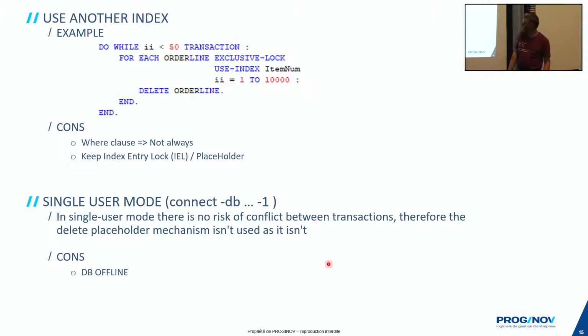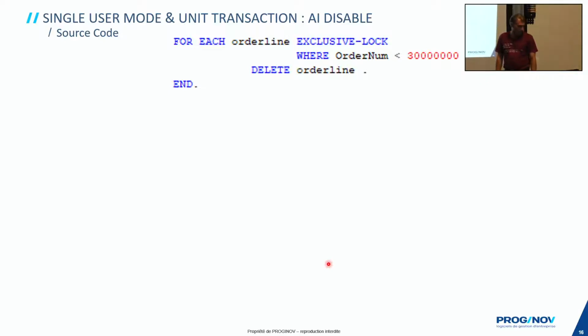Another option is to run this in single user mode. In single user mode, there is no other transaction active at the same time, so no need to engage the placeholder. So, first test on this laptop. It's single user mode with no transaction and after image disabled. It's a for each order line, exclusive lock, order name less than 30 million, delete order line.